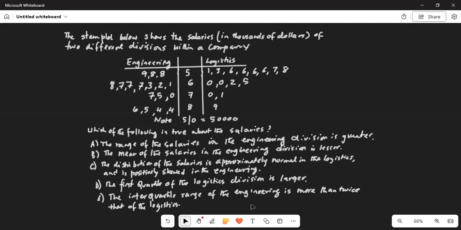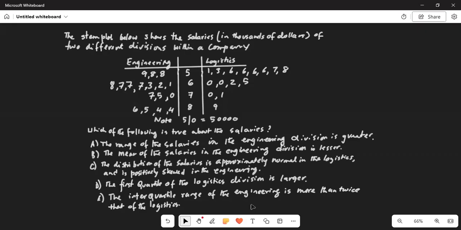5 and a 3 means 53,000. 5 and a 6 means 56,000. 5 and a 7 means 57,000. 5 and a 8 means 58,000. So you have stems of 5, 6, 7, and 8. An 8 stem would mean 80,000.